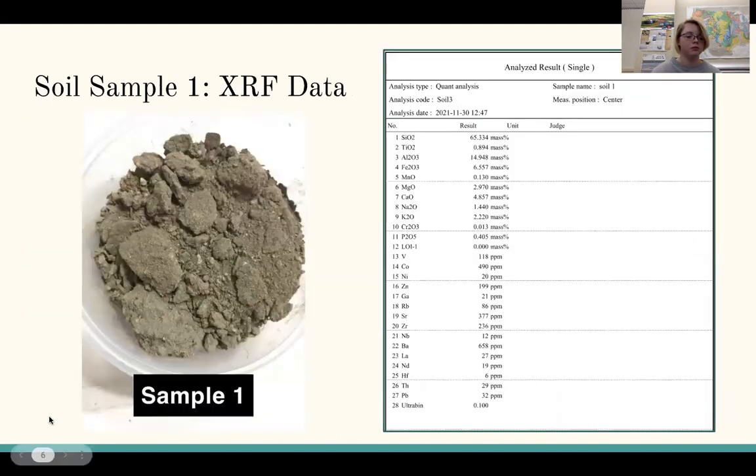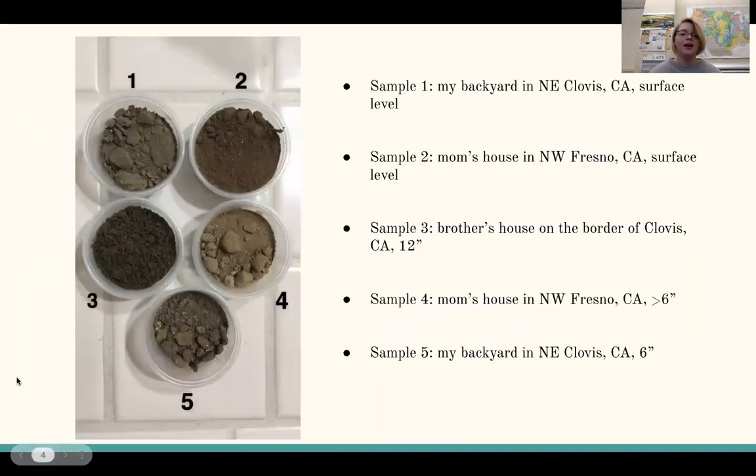Okay, these are all the raw samples that I picked up around town. Sample 1 is from my backyard in Northeast Clovis at the surface level.